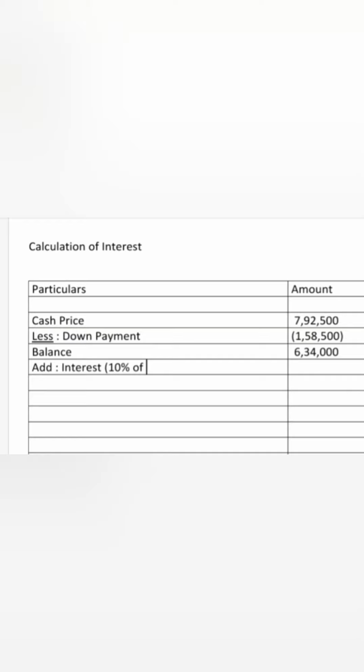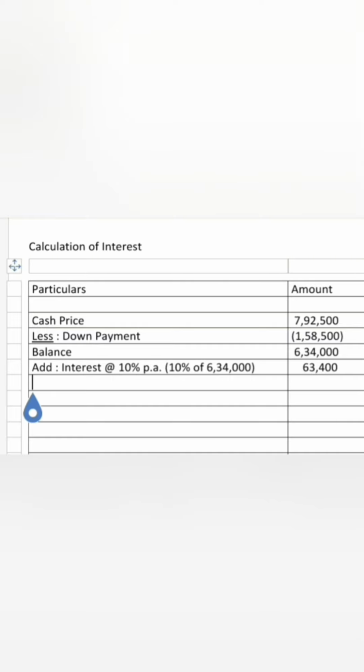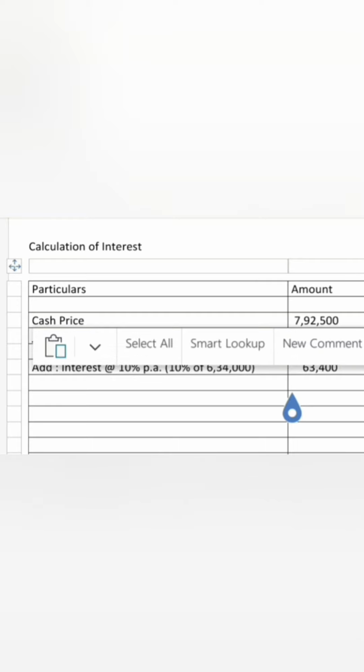So 10% of what? Now remember, 10% should be always calculated of the balance amount, balance which is to be paid. Interest will be charged on the balance amount, and balance amount is 6,34,000. So 10% of 6,34,000 comes to rupees 63,400. So by adding these two amounts we will get 6,97,400.